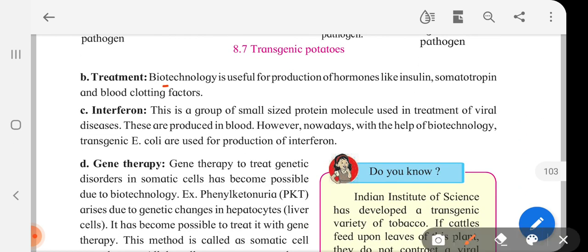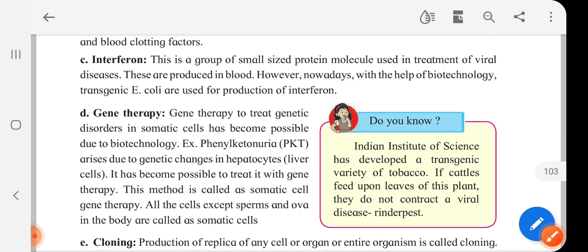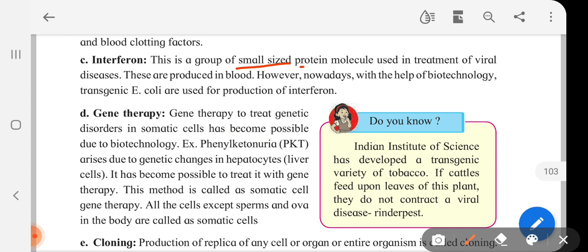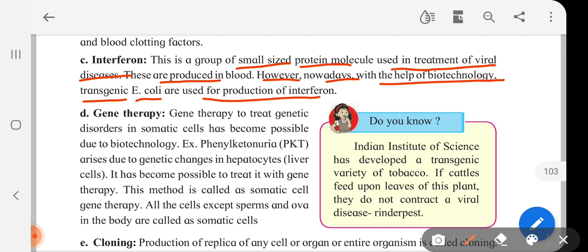Treatment. Biotechnology is useful for production of hormones like insulin, somatostatin, and blood clotting factors. Interferon. This group of small-sized protein molecules is used in treatment of viral diseases. These are produced in blood. However, nowadays with the help of biotechnology, transgenic E. coli are produced for the production of interferon.